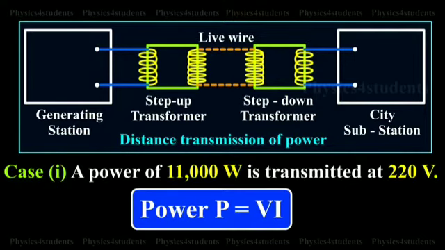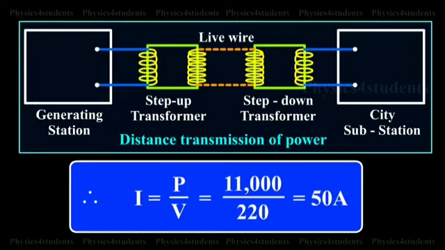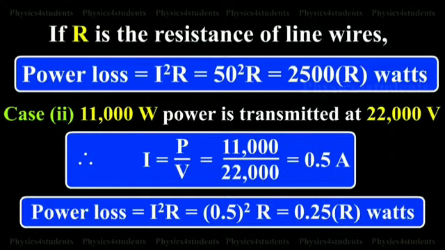A power of 11,000 watt is transmitted at 220 volt. Power P is equal to VI. Then I is equal to P by V, is equal to 11,000 by 220, is equal to 50 ampere. Next, if R is the resistance of the line wires, power loss is equal to I squared R, is equal to 50 squared R.